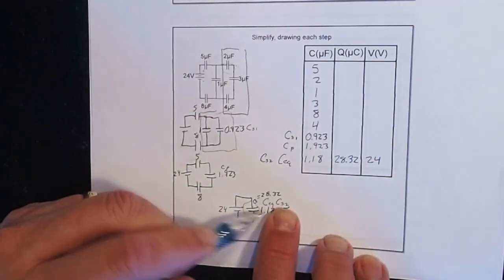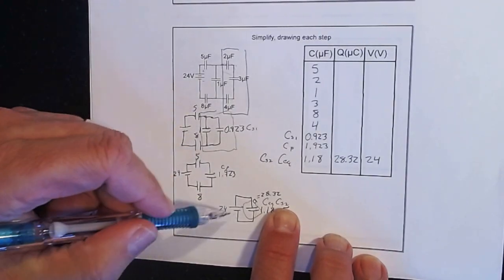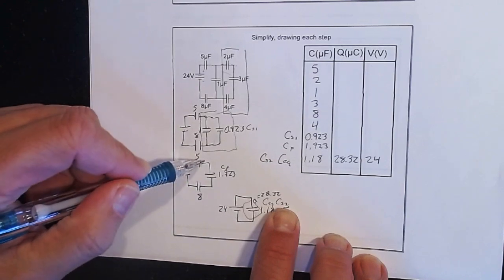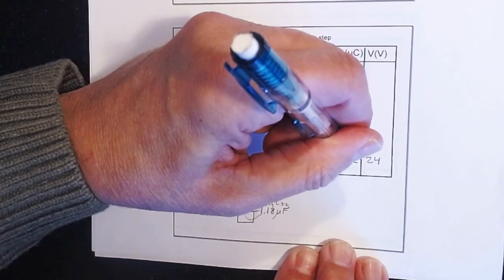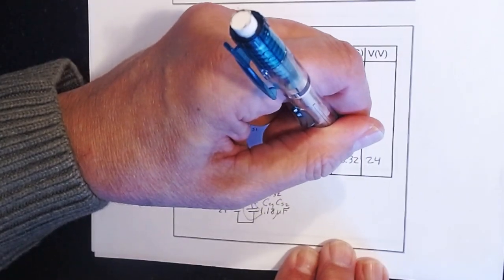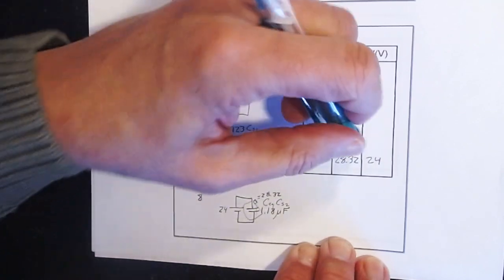CS2. These came from series capacitors. Series capacitors don't have the same voltage, they have the same charge. Okay, so I can just do this, let me go back. So I want to make sure I'm getting it to the right ones.